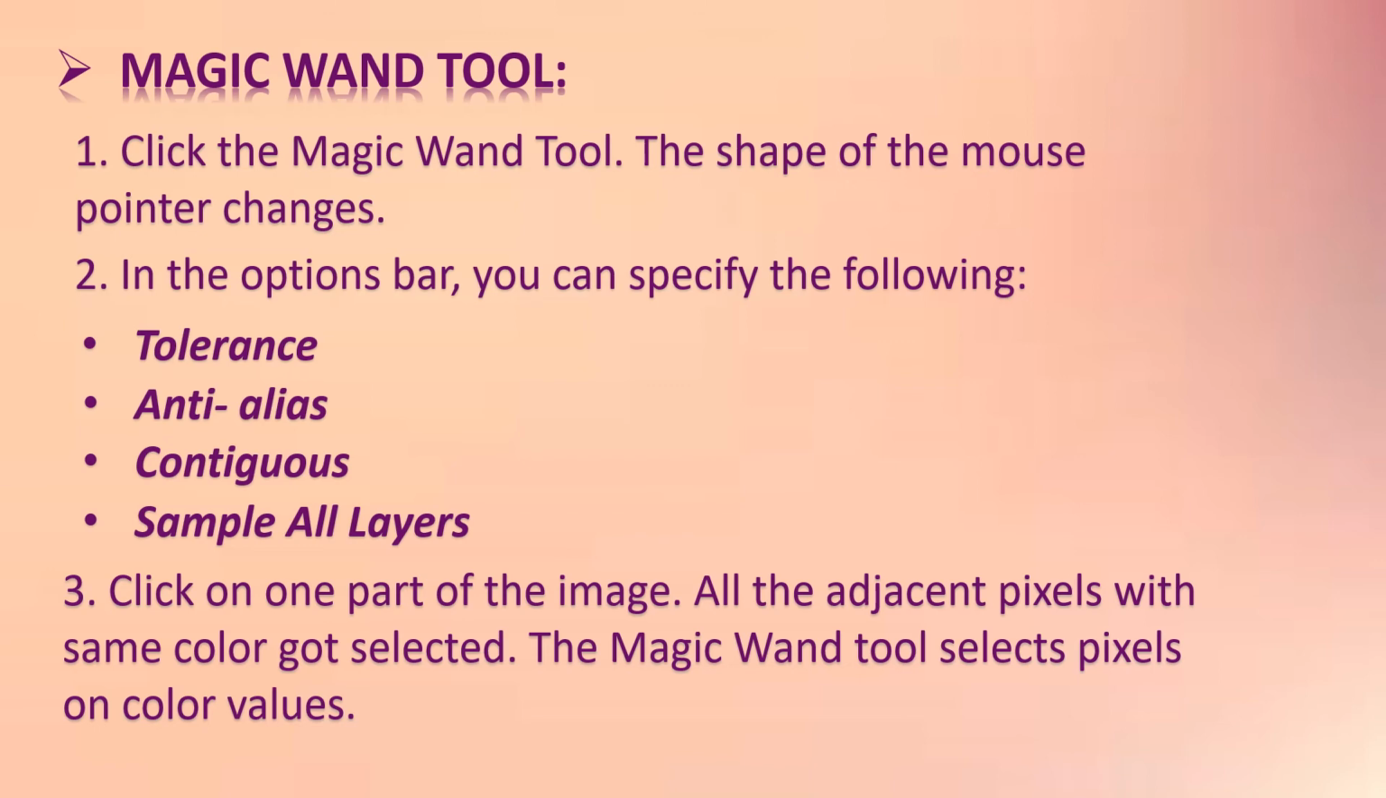Sample All Layers. Select pixels from all the visible layers. If this option is not selected, colors from the active layer alone are selected. Click on a part of the image. All the adjacent pixels with the same color will get selected.